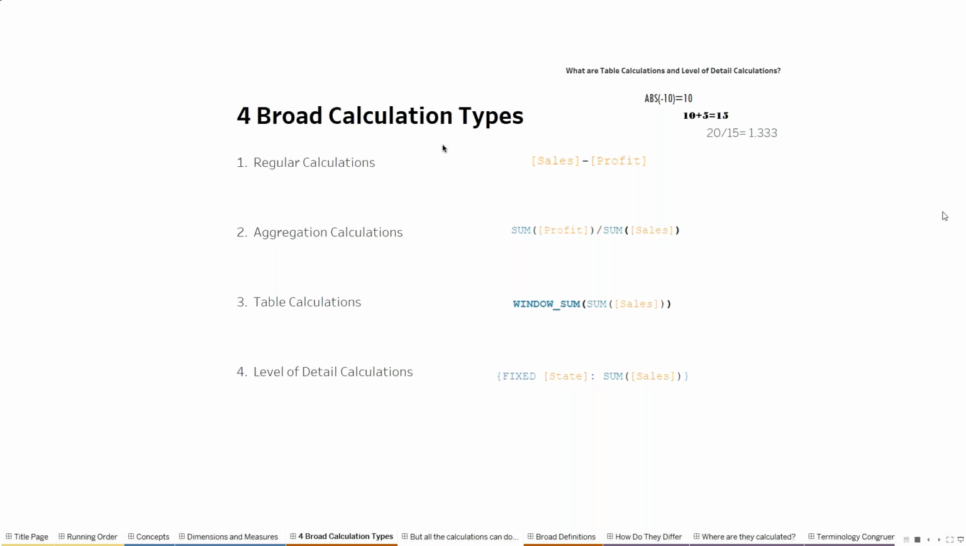So aggregation calculations are a bit more interesting to explain. It's going to add up all of your profit and sales, but it's going to do that based on what's in the view. So once again, why it's really important to understand what the view is. If you have states in view, it's going to sum up for each state all of their profit, sum up all of their sales, and then divide profit over sales for each of those states in view.